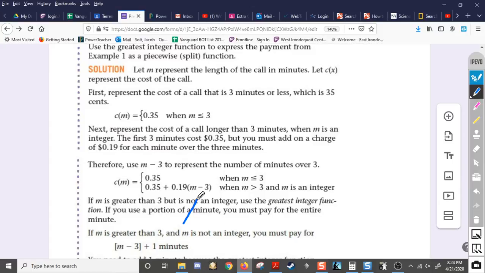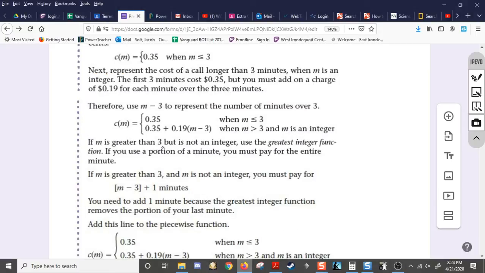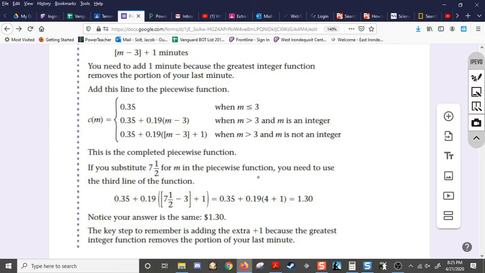So if m is greater than 3, but not an integer, use the greatest integer function. If you use a portion of a minute, you must pay for the entire minute. So if m is greater than 3 and m is not an integer, you must pay for m minus 3 plus 1 minutes. All right, let me see if I can show you how to do this on your calculator.